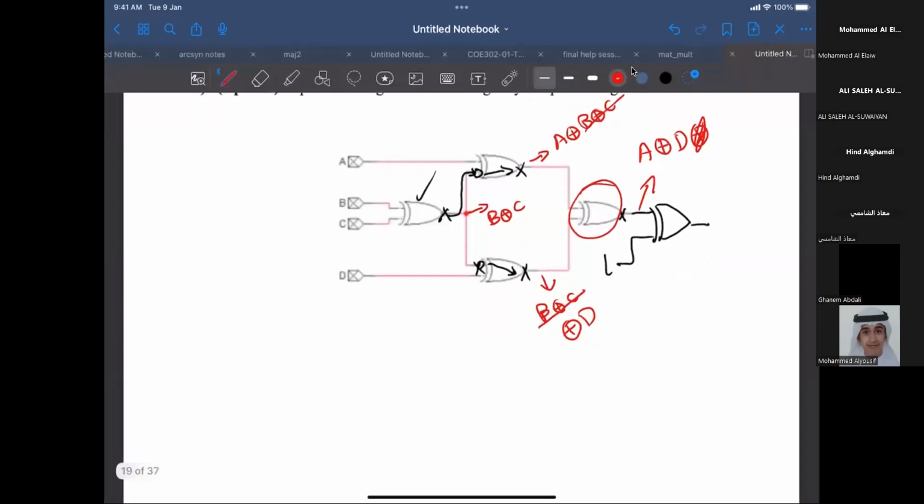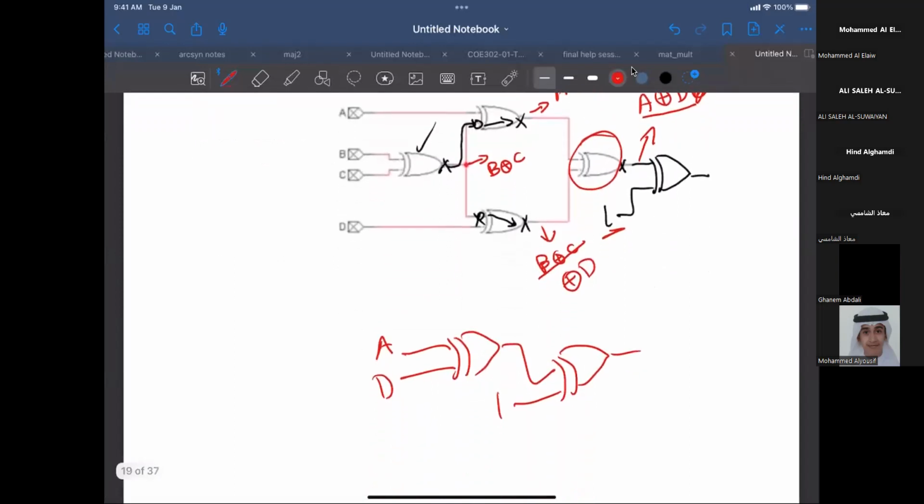So now the circuit becomes what? Basically A XORed with D XORed with 1. So you have an XOR gate here in which you have A and D, and then you XOR the whole thing with 1. That's the solution. Okay, this is exactly the same output as the original function. Is it clear?